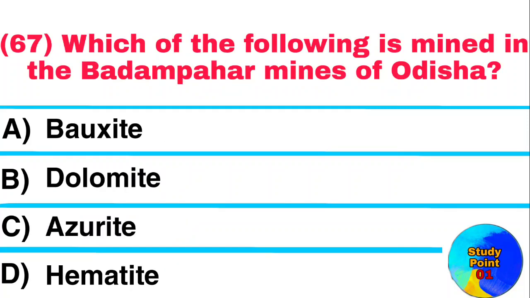Question. Which of the following is mined in the Badampahar mines of Orissa? A. Bauxite. B. Dolomite. C. Azurite. D. Hematite. Answer. Hematite.